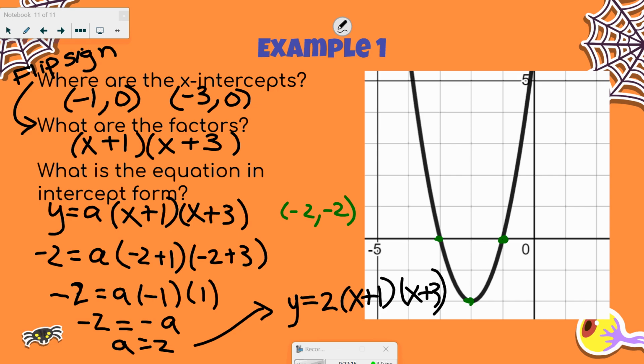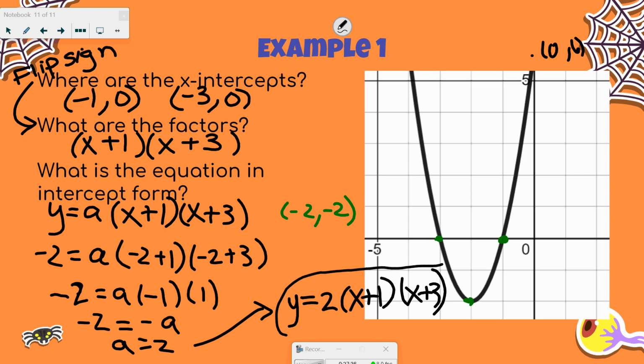And if you want to be double, triple sure, you can always find another good point on your graph. It looks like the y-intercept might be 6, right? So that's the point (0, 6). If I plug in 0, that would be 1, and then that would be 3. 2 times 1 times 3, is that 6? Yeah, so that's a good check.